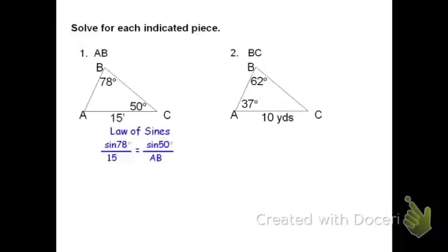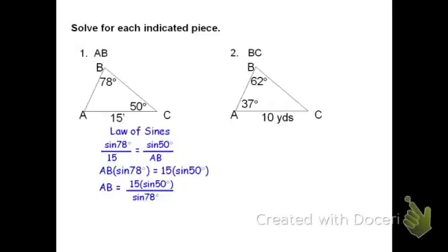Again, make sure you justify. This is the law of sines. To solve it, I'll go ahead and cross multiply. AB times the sine of 78 degrees equals the 15 sine of 50 degrees. To isolate AB, I'll divide both sides by the sine of 78 degrees, and I get my exact answer. AB equals the 15 sine of 50 degrees, now divided by the sine of 78 degrees.